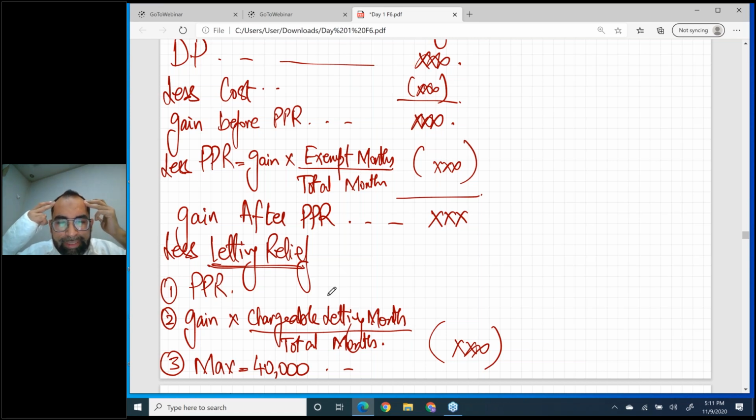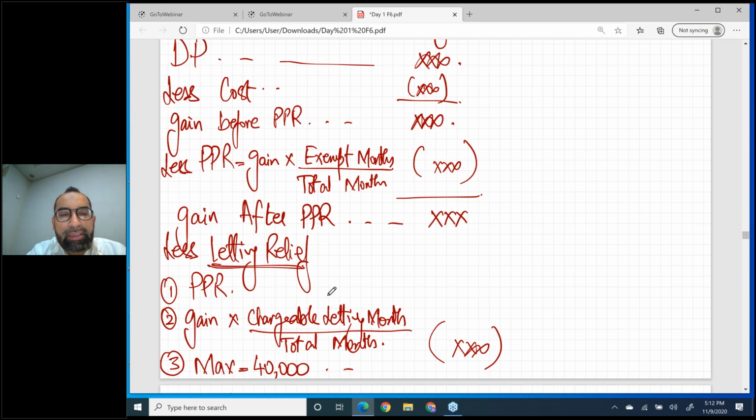Wait, what is the identification? The identification is we only calculate letting relief when letting is done in the chargeable absence period. Then if letting is done in the chargeable absence period, you get the green signal, then write letting relief.